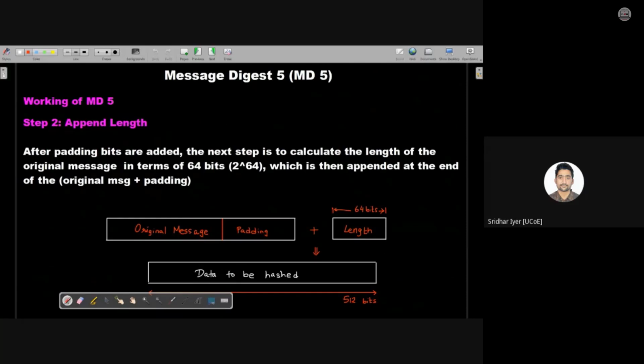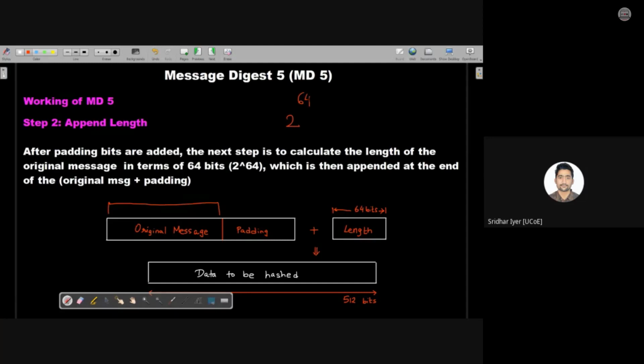Step number 2 is nothing but append the length. Now what is the length? Length is nothing but the representation of the length of the original message in terms of 2 raised to 64 bits. Now you will get the answer for your previous query.